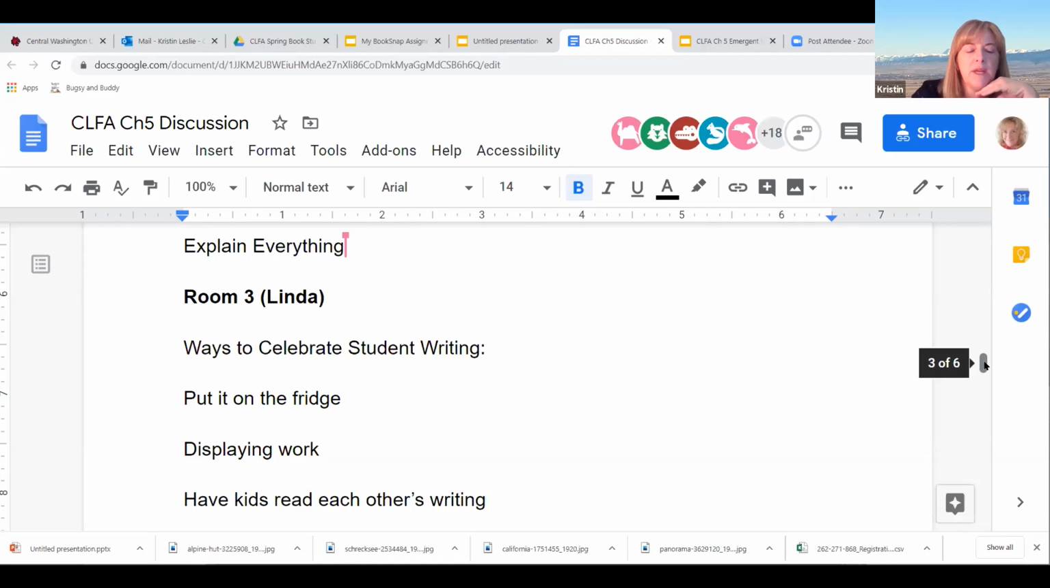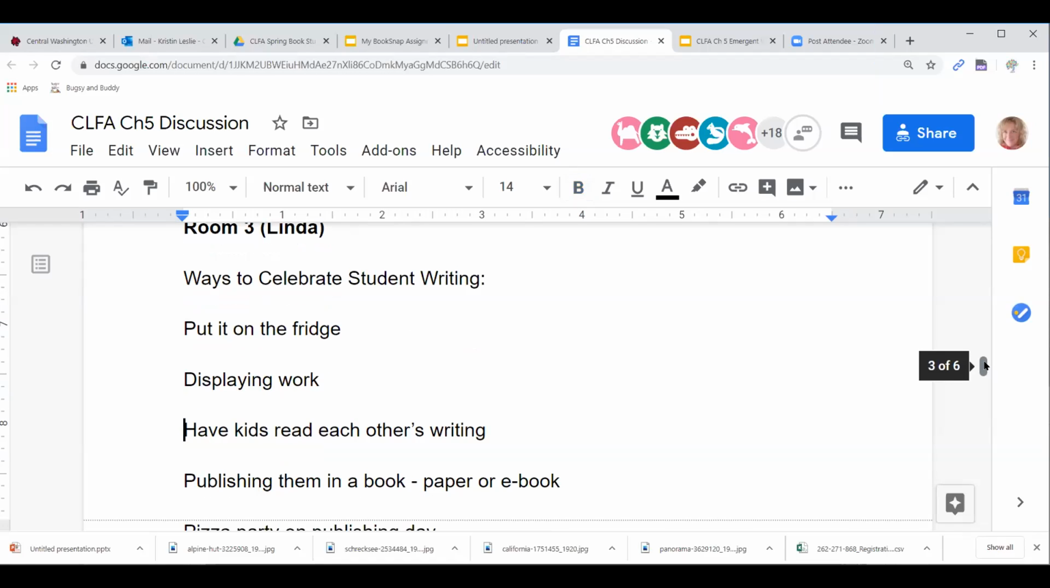Okay, Linda, room 3. So we had a lot of the same ones, so I'll just highlight the ones that are different. One of them was somebody who worked with older students, and they would work on projects for a little while and then publish, and they would do things like a pizza party on publishing day, because who doesn't love food?